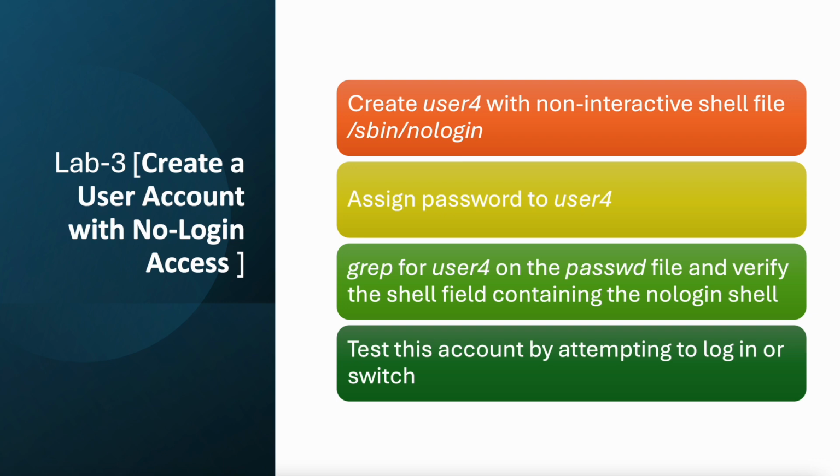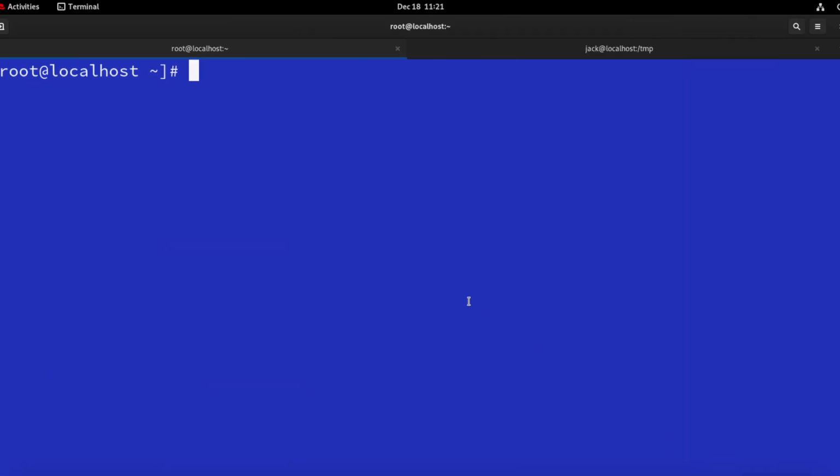Next slide is to create a user with no login access. The username is user4 and the shell should be /sbin/nologin. Let's do the lab for this. First you need to create a user. So useradd, name as user4, and the login shell I want is -s /sbin/nologin. This is the requirement.